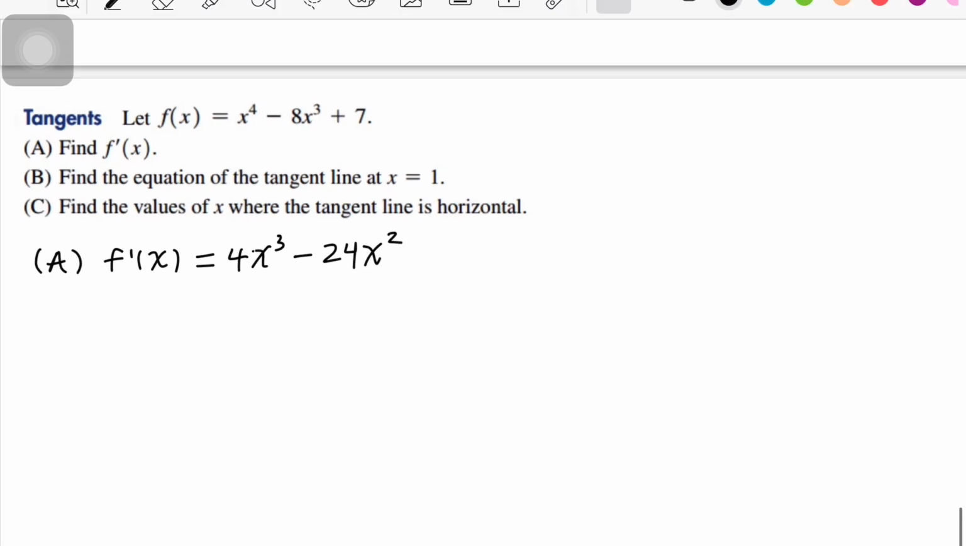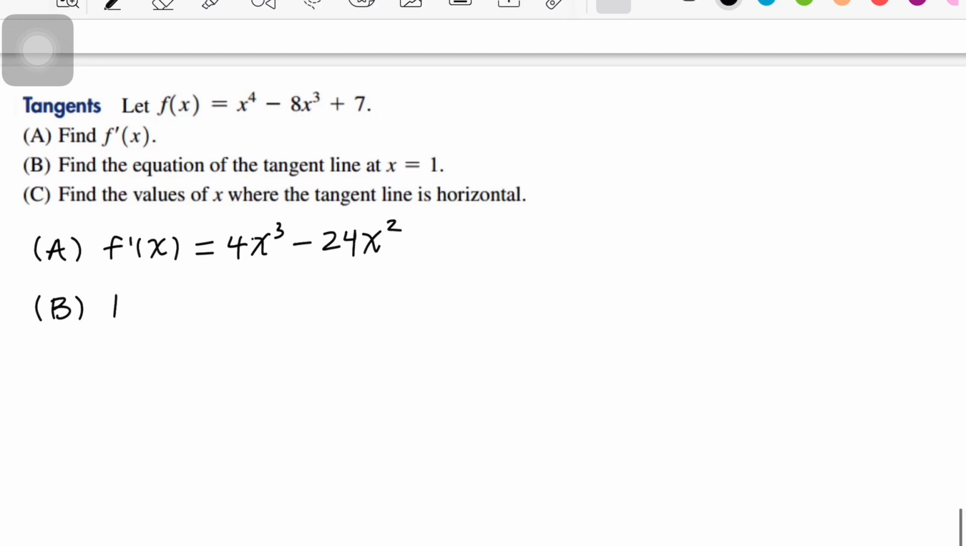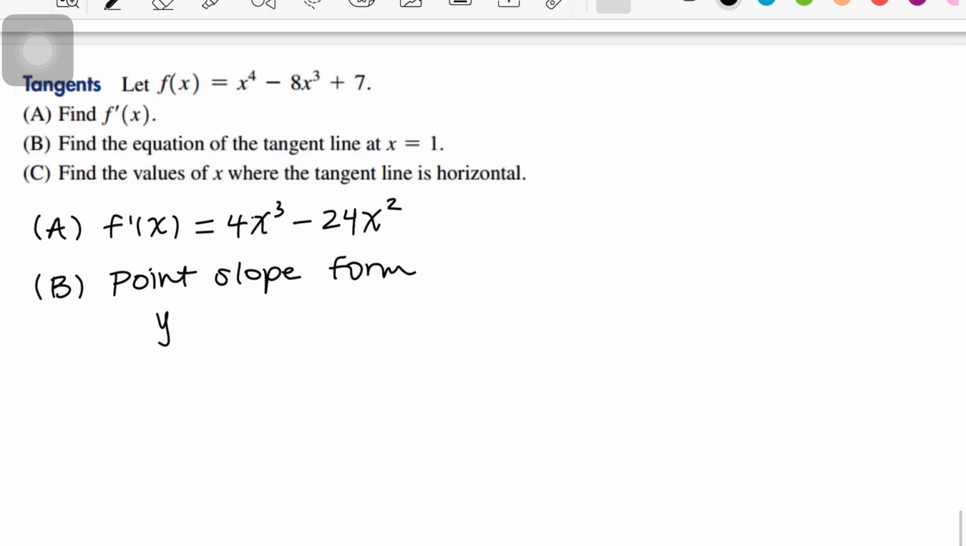All right, so that's it for part A. For part B, we want to find the equation of the tangent line at x is equal to 1. So what we'll do for this one is use point-slope form. This is because at x is equal to 1, we will have 1 point, and then since we found this derivative here, we will have the slope at that point. So what I mean is we're going to use this form here. This is point-slope form.